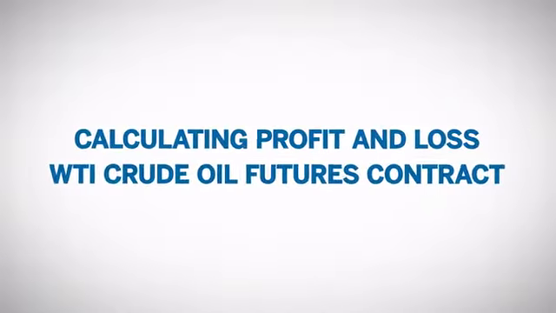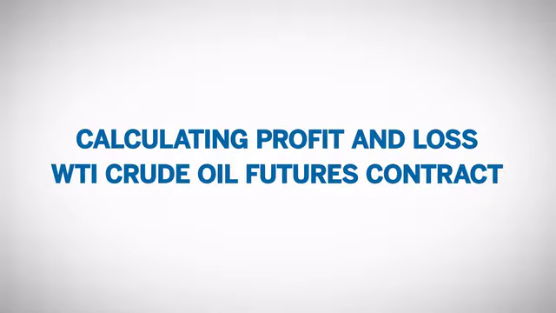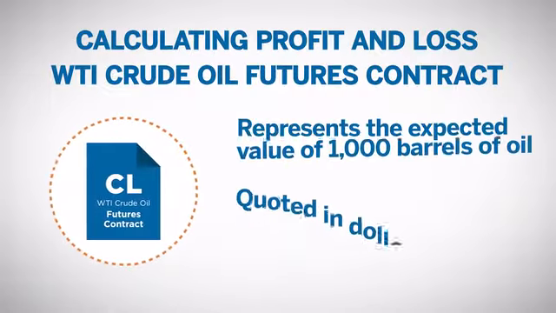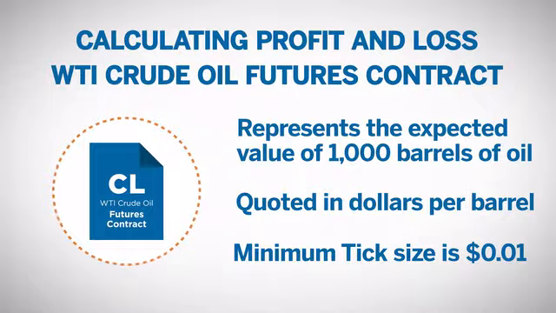Let's look at the WTI crude oil futures contract. This contract represents the expected value of 1,000 barrels of oil. The price of a WTI futures contract is quoted in dollars per barrel. The minimum tick size is 1 cent.